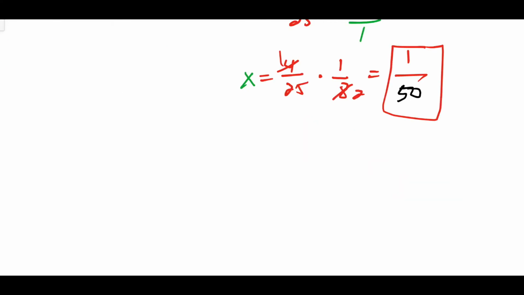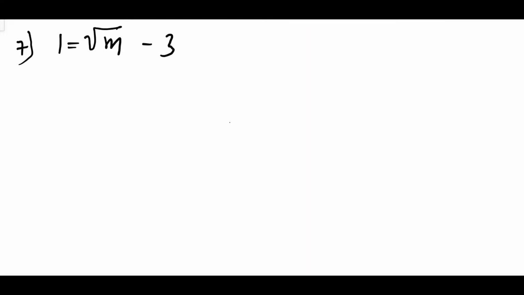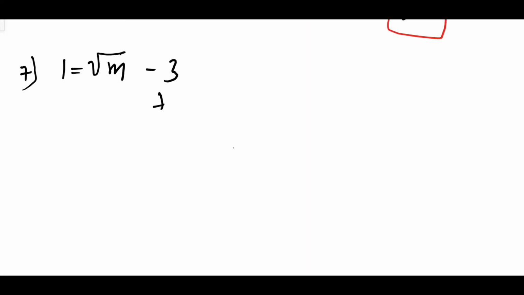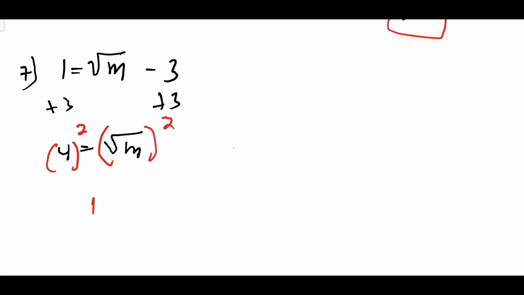All right, next. All right, 7 is, it's okay. I'll just make problems up. Just kidding. 1 is equal to root m minus 3. All right, what do we have? You hook up the homies first. That's right. Plus 3 plus 4 equals root m. Now power up. Boom. 16 equals m. Cool.